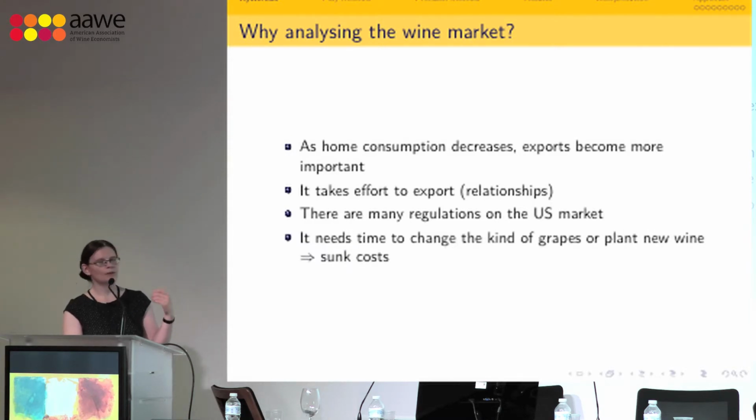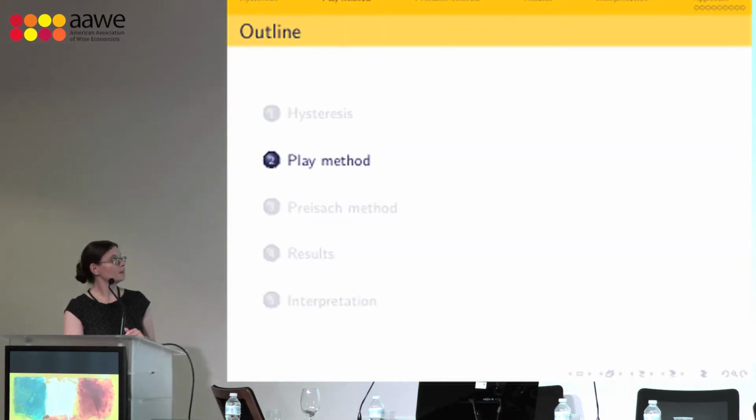If you would like, for example, to change from the US market to the Chinese market, I think we will learn about this in other sessions, but I guess there's a difference in the tastes of the consumers, so maybe you would have to change the grapes. So there are sunk costs in these export markets.